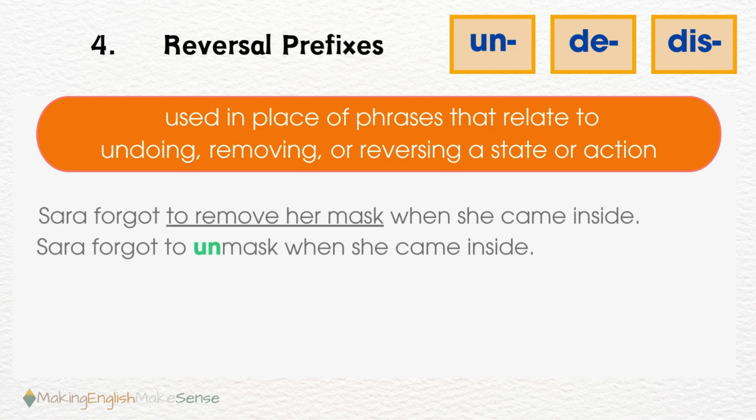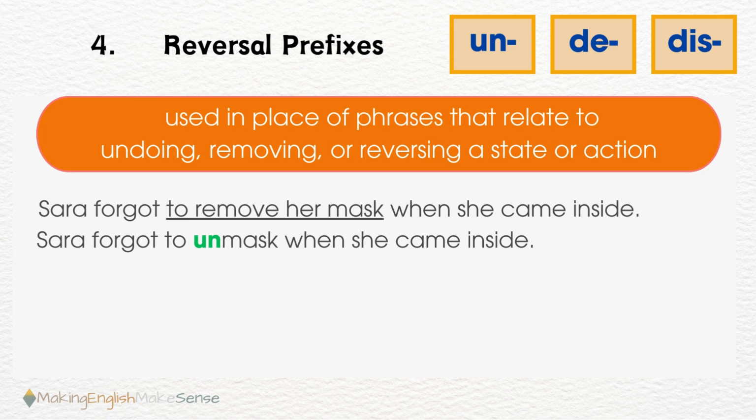For example, the sentence, "Sarah forgot to remove her mask when she came inside" becomes, "Sarah forgot to unmask when she came inside." Here the prefix un is added to the word mask and is used in place of a phrase that includes the act of removing something. In this case, to remove her mask refers to the act of taking off her mask.